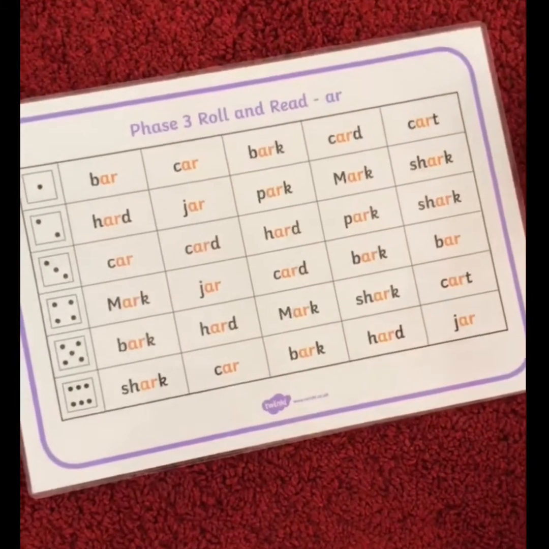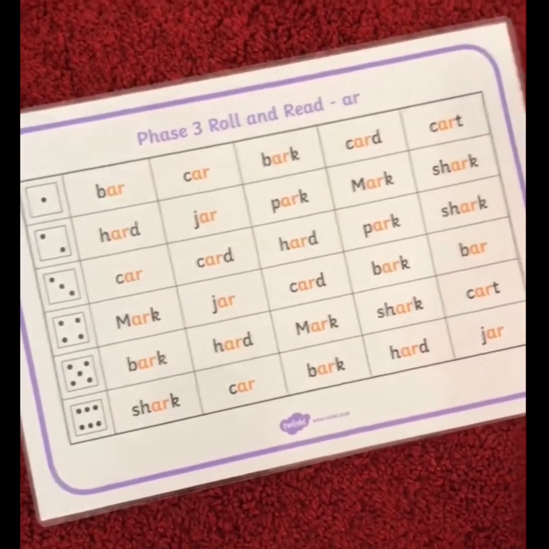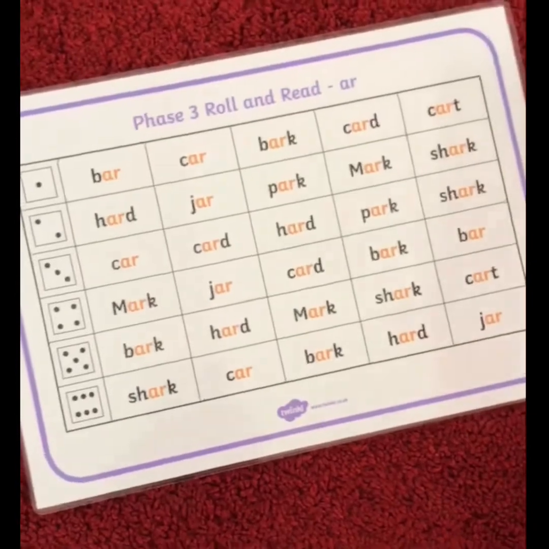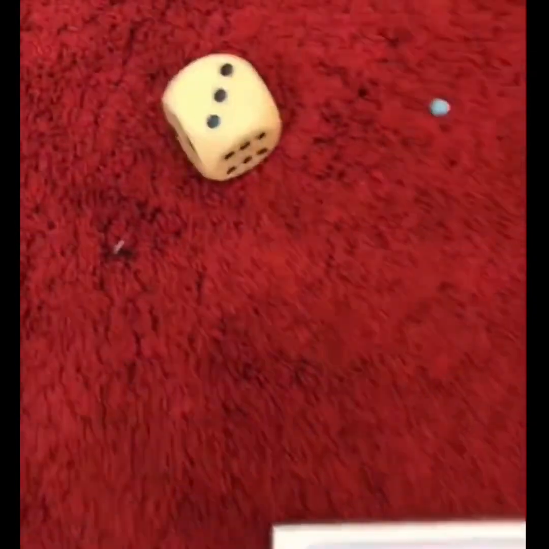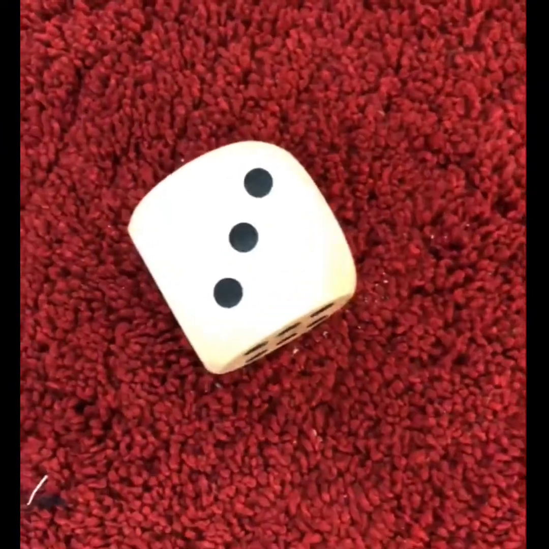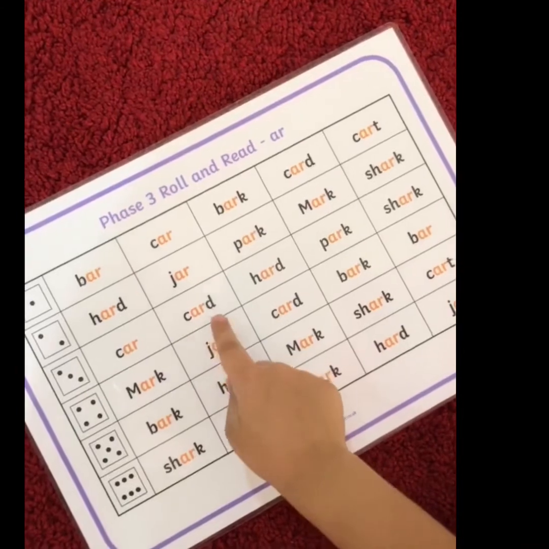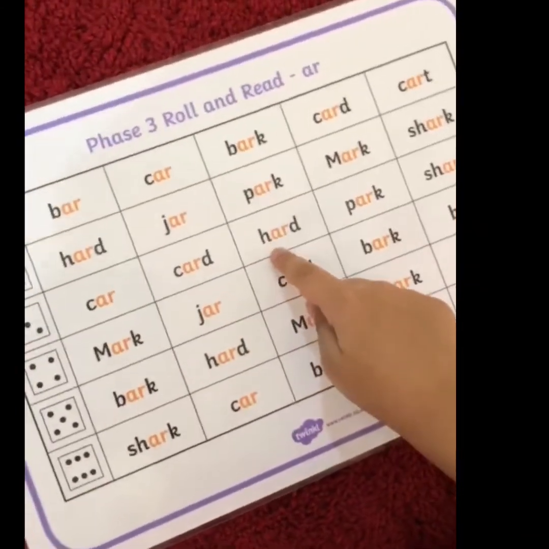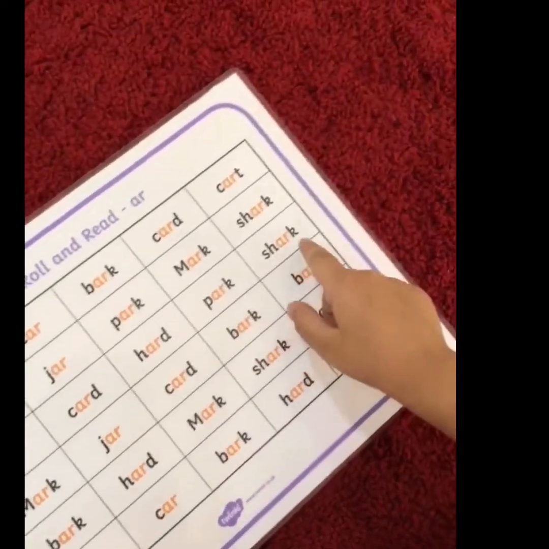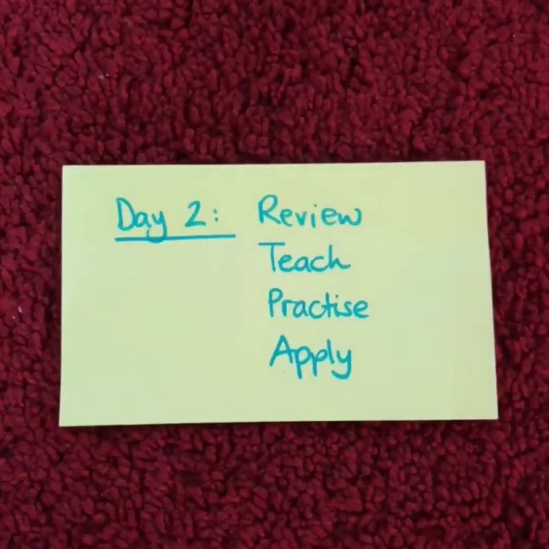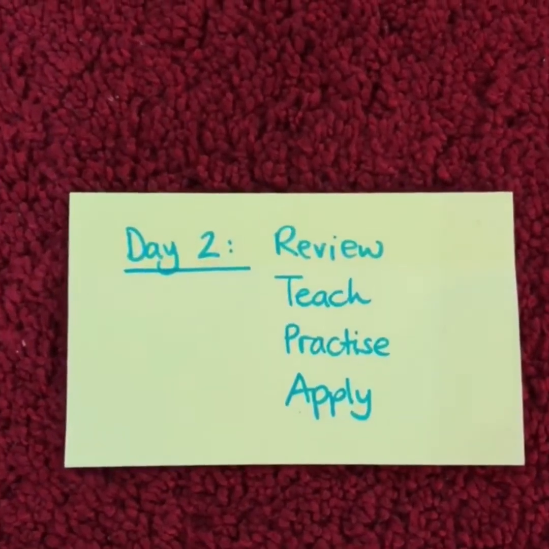After we make our way through the whole PowerPoint, we go on to our roll and read sheet. So Amara, you're going to roll the dice for us. And do you want to read the words that come up? So we have, what number? 3. Card. The card. Heart. Shop. Well done.